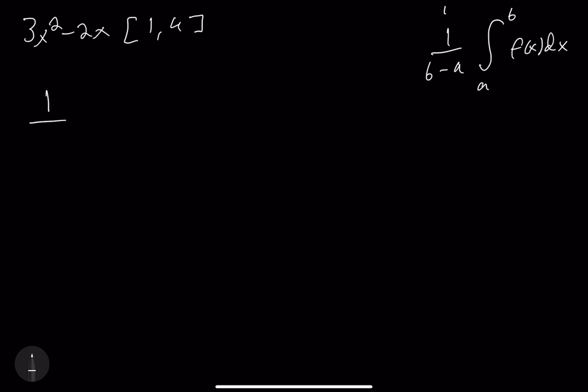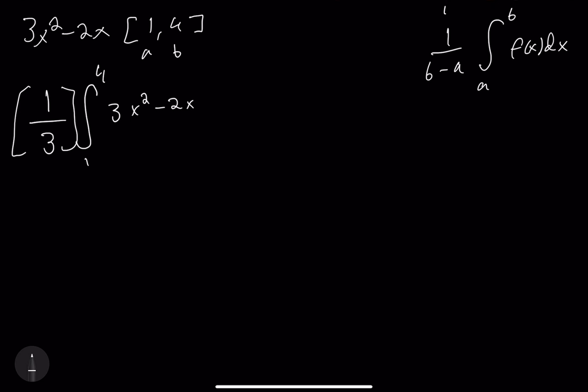It's 1 over b minus a, where b is this and a is this, so 4 minus 1 is 3, giving 1/3 of the integral of f of x dx. So the integral of 3x squared minus 2x evaluated from 1 to 4. So we're just going to leave this part out and we'll add it back in at the end. So we'll just take the integral.